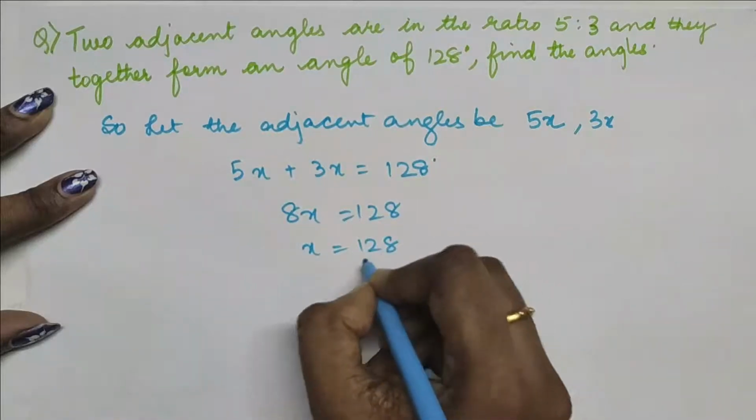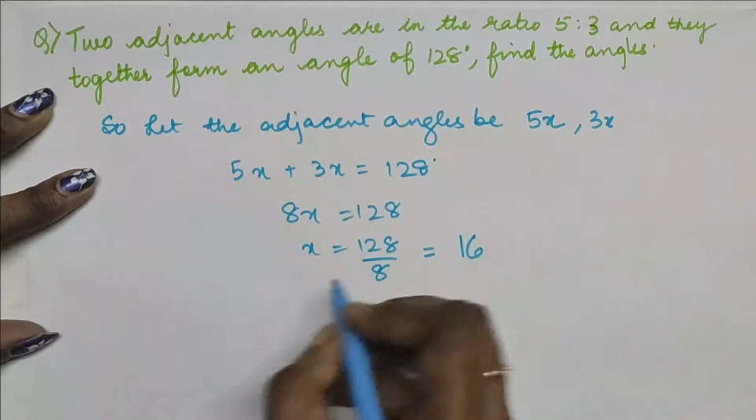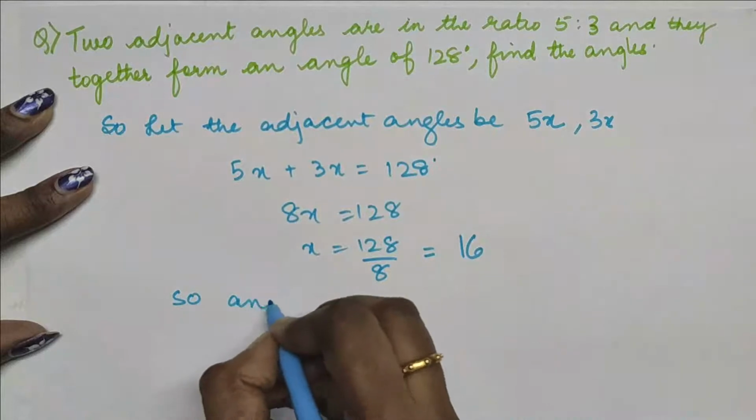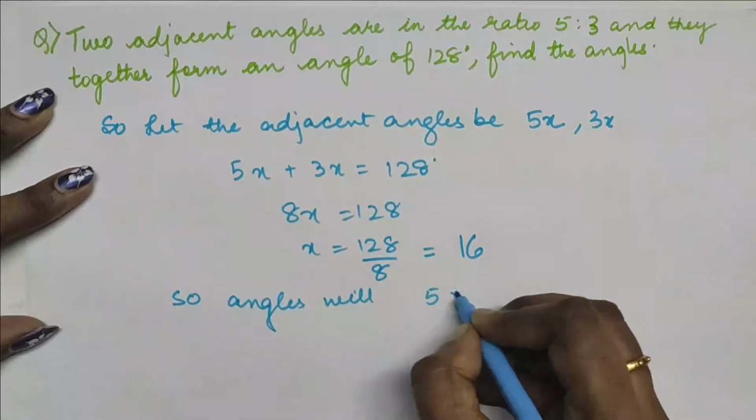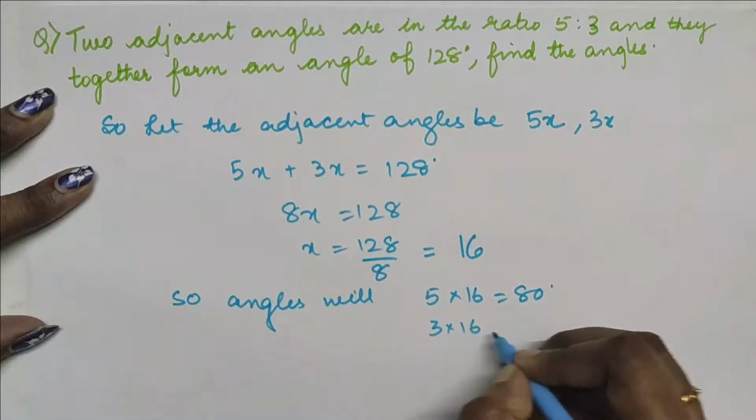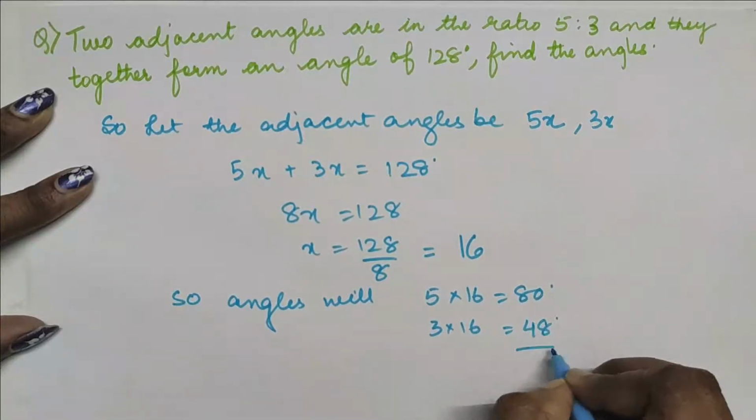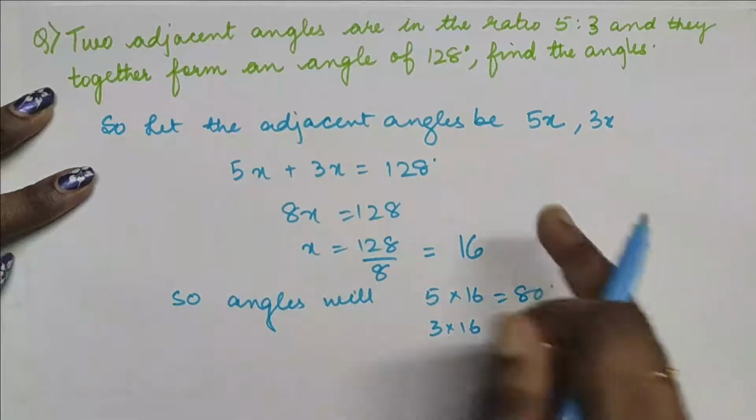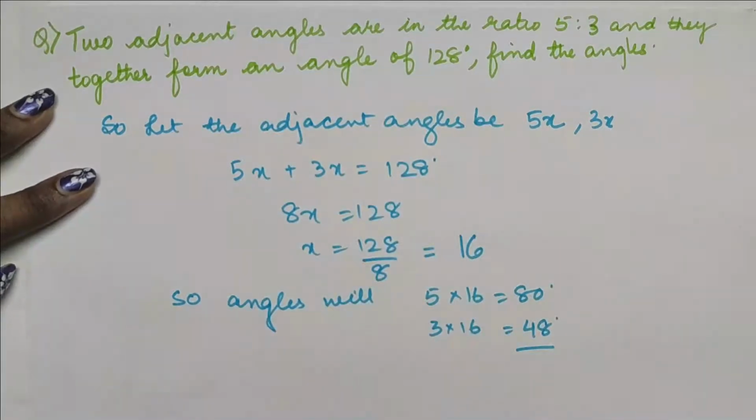First I need to get the value of x. So x is 16, so angles will be 5 into 16, that is 80 degree, and 3 into 16, that is 48 degree. So you can also see that both of them add up to 128. That means your answer is correct.